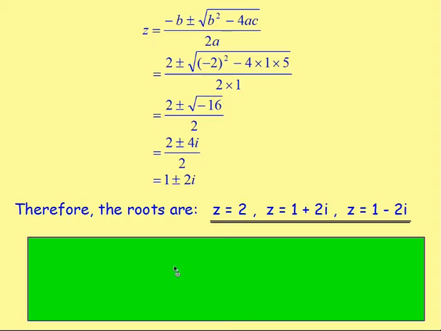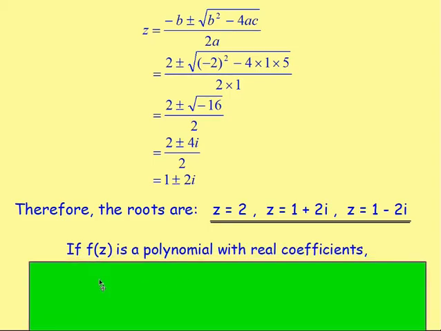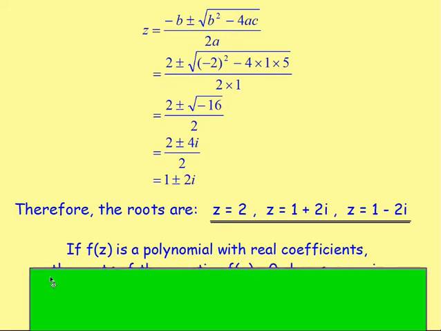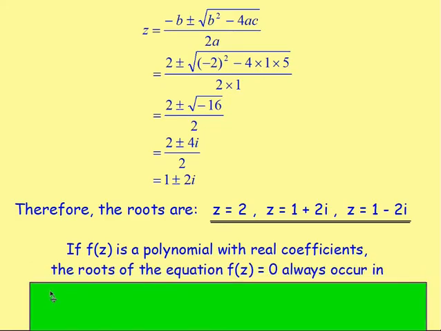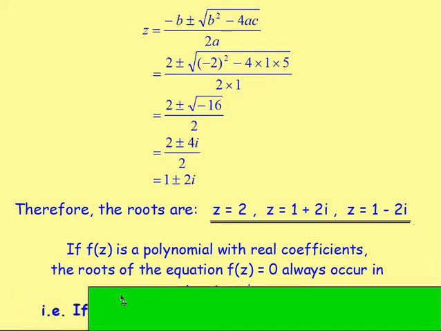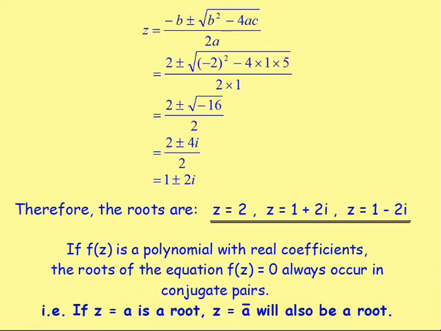And that is true whenever you have a polynomial with real coefficients. The roots of the equation f of z equals 0 always occur in conjugate pairs, meaning that if z equals α is a root, then z equals α bar, the complex conjugate, will also be a root. So let's use that information to try a slightly trickier example. Let's move on to example 2.